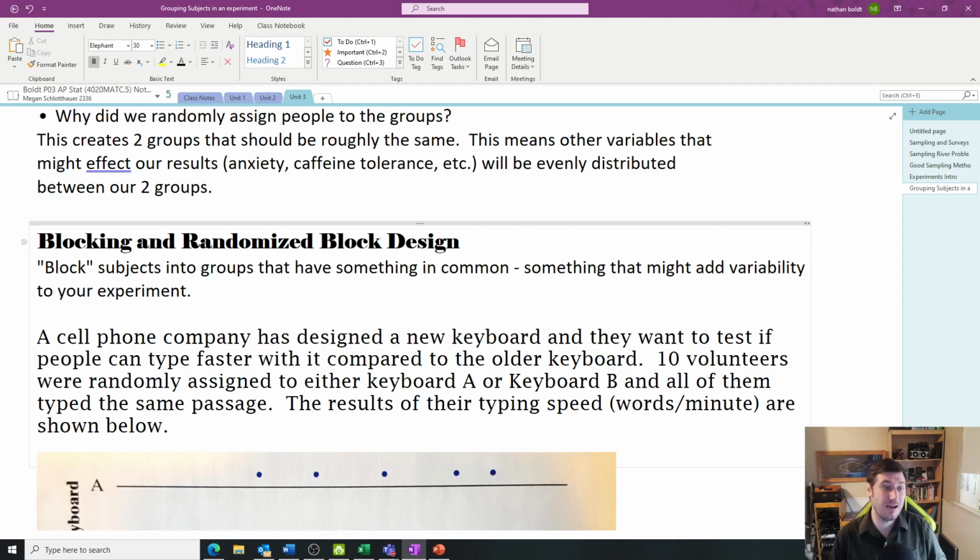Now, this is going to sound familiar because we've kind of done this with samples, but it has a different name. So you block subjects into groups that have something in common, something that might add variability to your experiment. So before you even do the experiment, you take a look at your sea of volunteers and you're like, wait a minute.